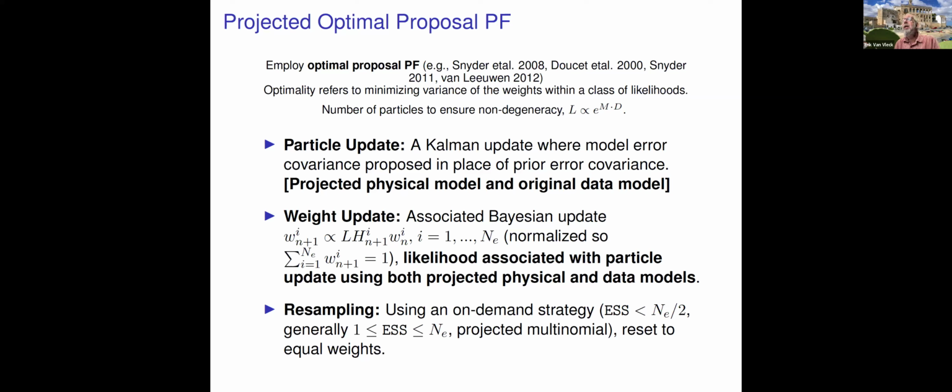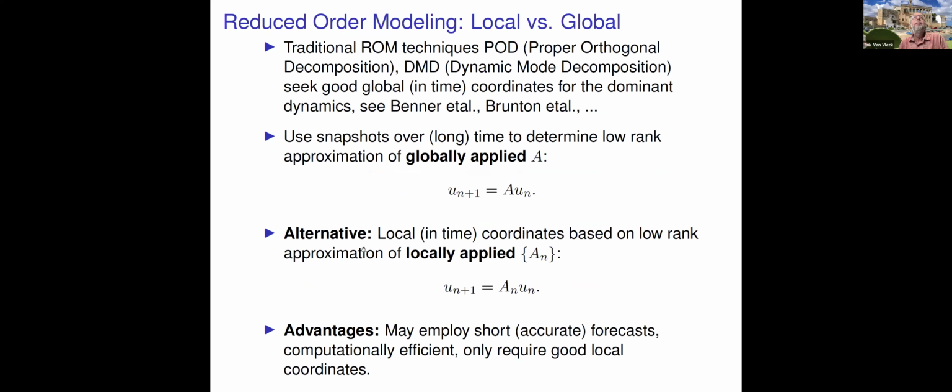So this is one of the criteria that we report on to show how well our methods might be performing. Traditional ROM techniques like POD and DMD seek global-in-time coordinates for the dominant dynamics. Here are a couple of review articles by Benner and Brunton. The traditional approach is to have a large snapshot window, and we find these global coordinates.